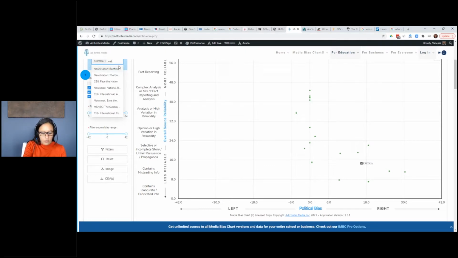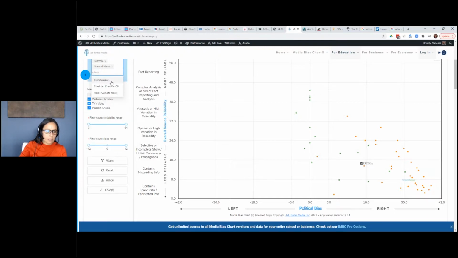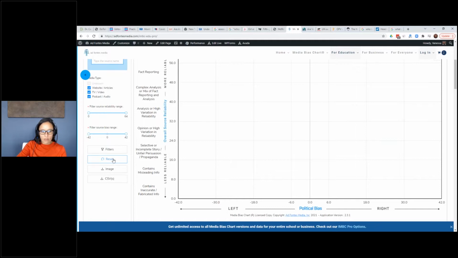Let's see, Natural News is another one. These are all in the health misinformation space. They have related ones like climate.news, right? It's down here as well. So you can search for any news source that we've got rated on here.